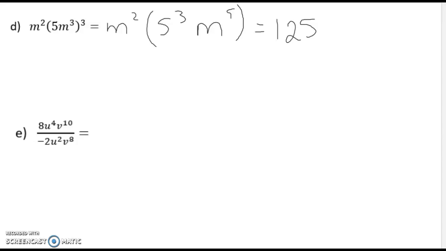And then we have our m's. So we have m squared times m to the 9. So that's going to be m to the 11. And that's your final answer.